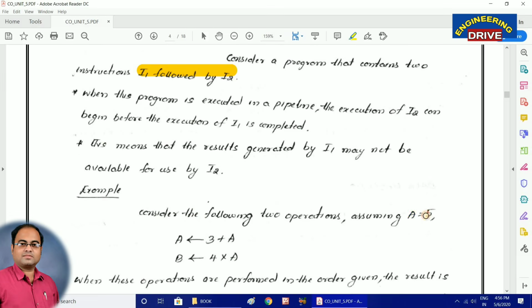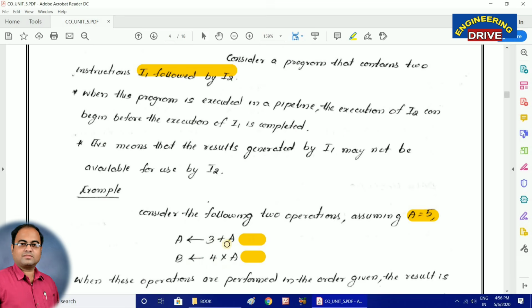Let us take the value of A as 5. Now, let us take 2 instructions. This is the first instruction and this is the second instruction. If we substitute this value of A in the 2 instructions, what happens? Let us say these instructions are executed one after another. Then the value of A will be 8 and the value of B will be 4 into this 8, which you need to substitute here, which means 32. The actual answer we should get is 32: A value 8, B value 32.